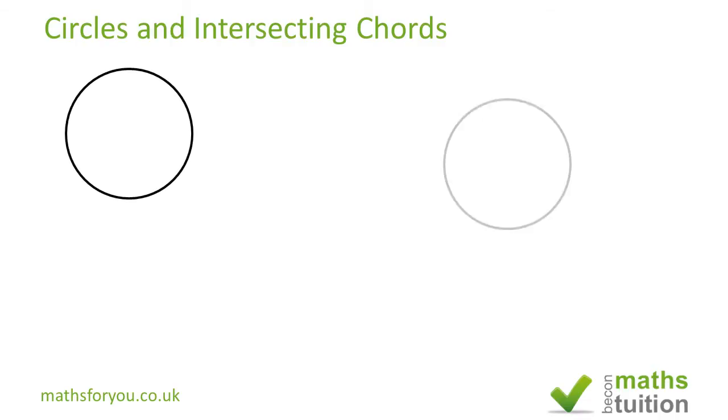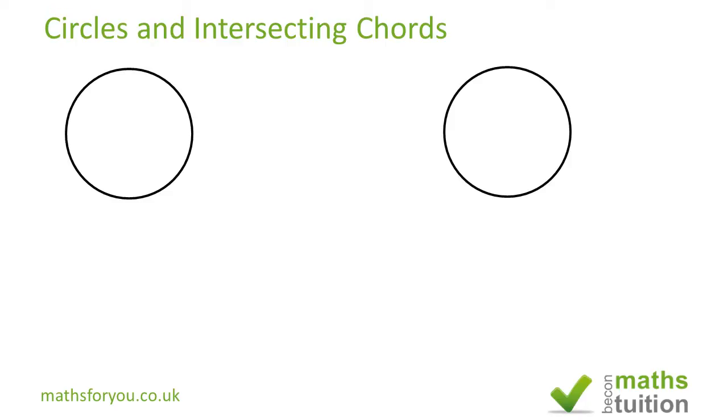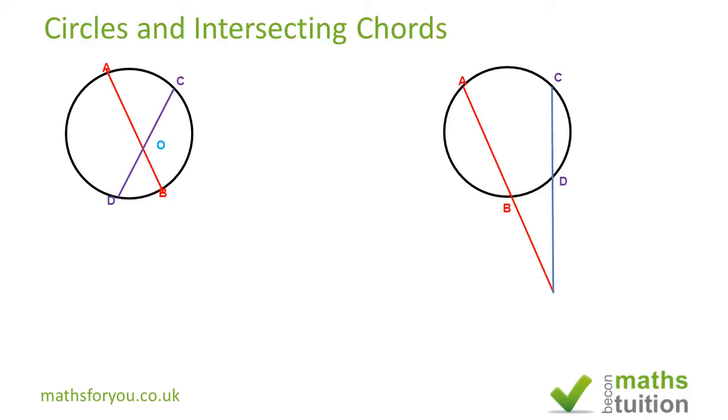Now, there are two ways in which two chords can intersect. They can either intersect internally, as on the left hand side, where we've got chord AB intersecting chord CD at the point O inside the circle, or we can have chord AB intersecting chord CD extended. They intersect at the point O there.